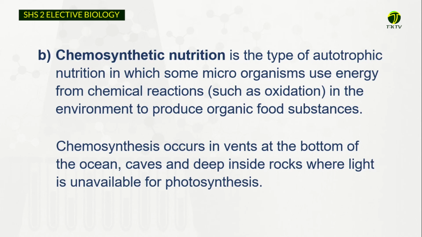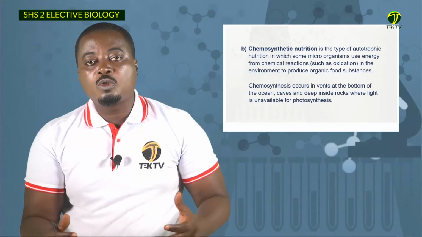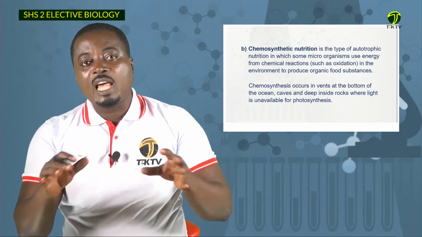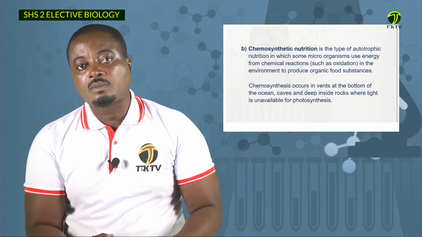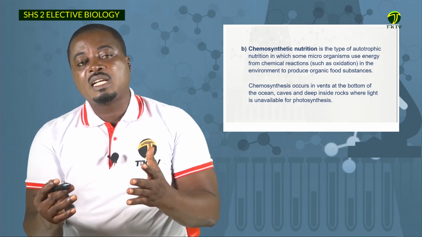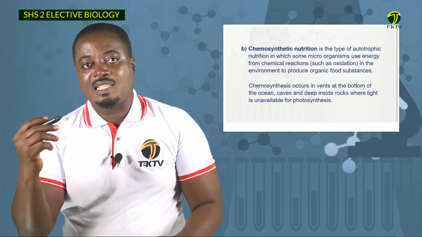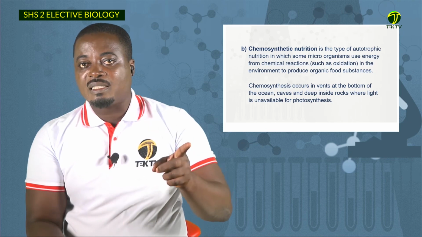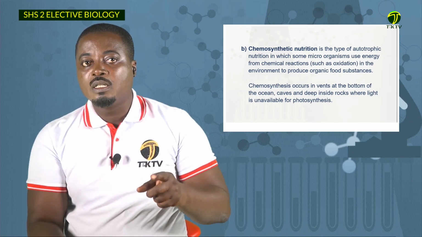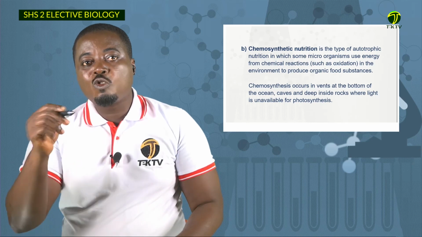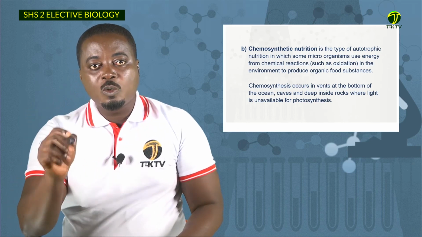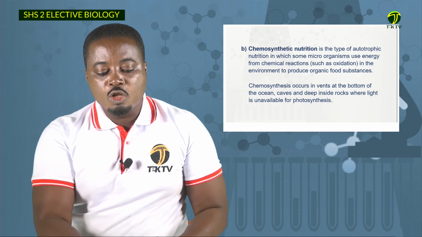Chemosynthesis occurs in vents at the bottom of the ocean, in caves, and deep inside rocks where light is unavailable for photosynthesis. So in very deep seas, in rocks and in caves, there is no light, but you find living things there, and these are basically bacteria. These bacteria undergo what we call chemosynthesis. They use energy from chemicals to speed up their reactions, but they are not using sunlight. That's what we call chemosynthetic nutrition.